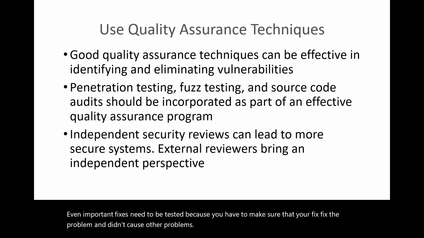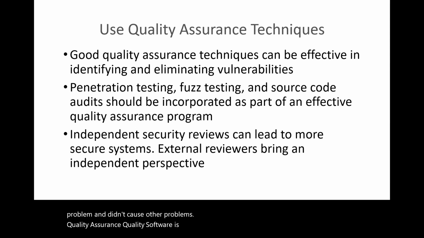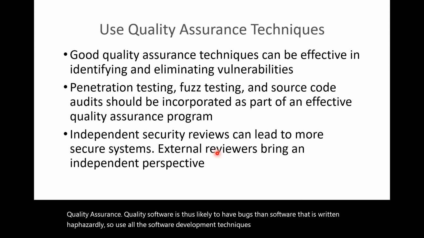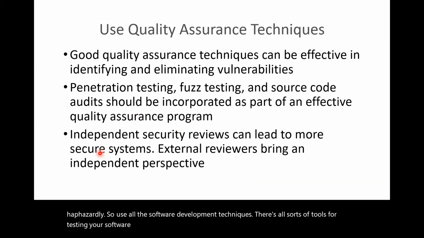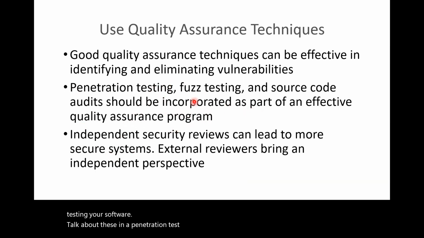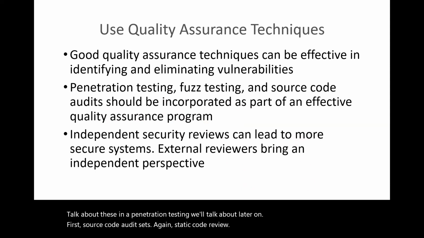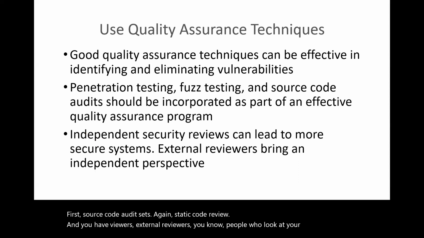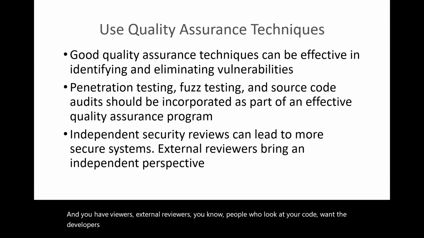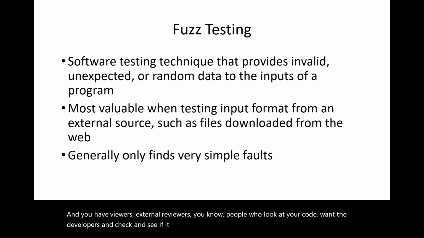Quality assurance. Quality software is less likely to have bugs than software that is written haphazardly. So use all the software development techniques. There's all sorts of tools for testing your software. We'll talk about these in a minute. Penetration testing, we'll talk about later on. Source code audits, that's again, static code review. And then you have external reviewers, people who look at your code, who aren't the developers, and check to see if it's secure.